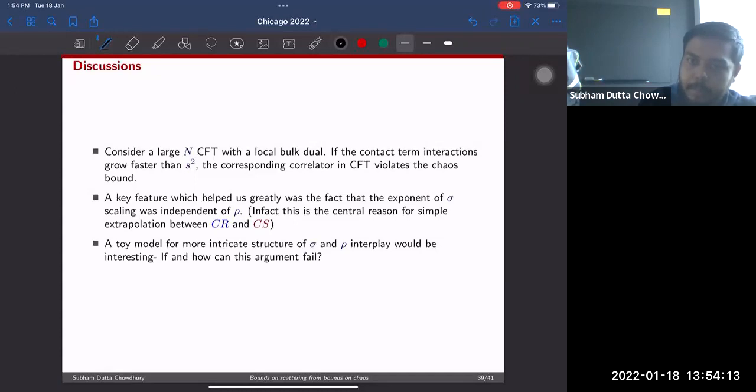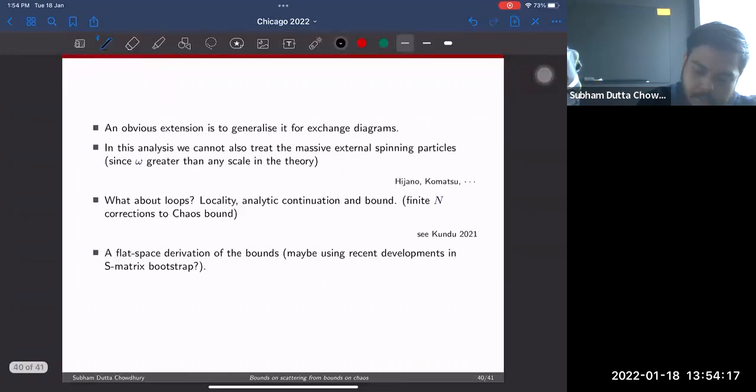And also, even before loops, we want to generalize to exchange diagrams. I mean, you want to show that not only contact flat space S-matrices, but if you include pole exchanges, that also is bounded by S squared. But that is a work in progress, and I don't have anything definite to say about it.